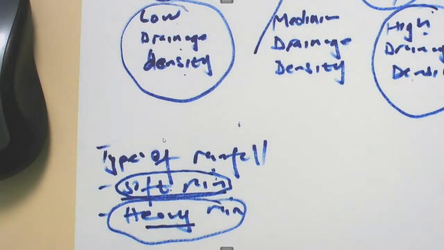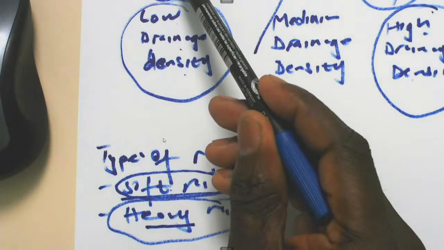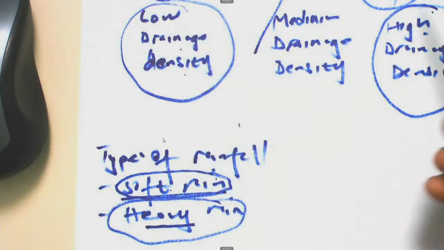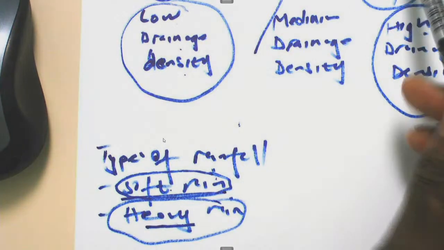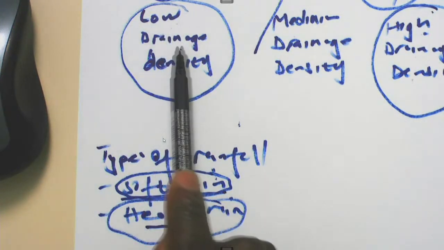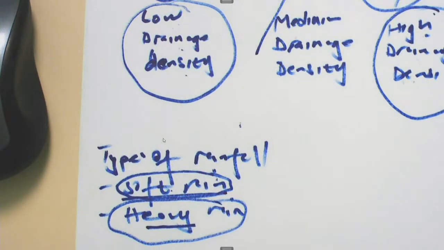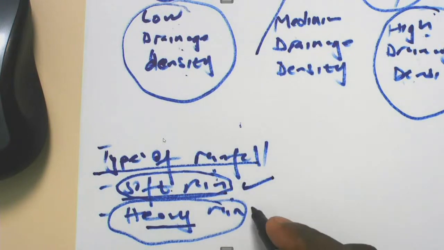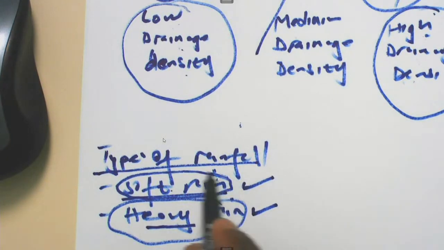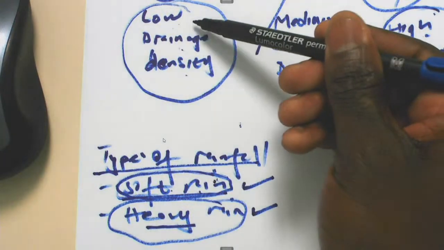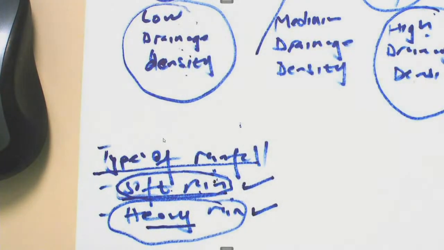So that's how it is. We're trying to understand why here the number of streams is less compared to the number of streams over there. Here we're having low drainage density, here we're having high drainage density. Here we're having types of rain, soft rain and heavy rain. A soft rain is associated with what? It's associated with a low drainage density.